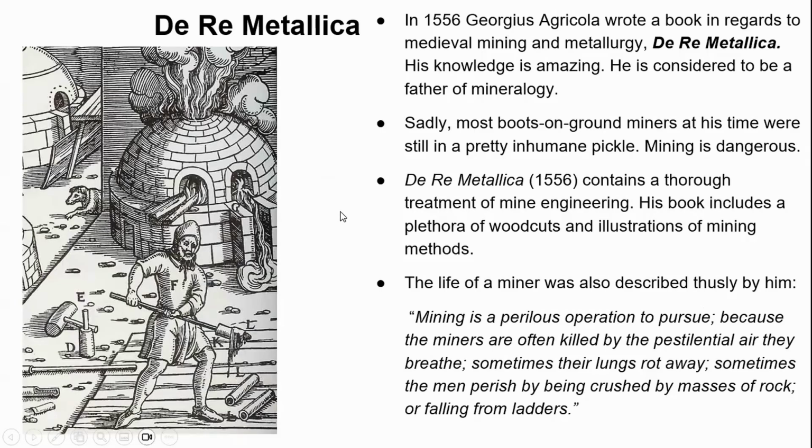De Re Metallica, which is where the name of the famous band came from. In 1556, Georgius Agricola wrote a book in regards to medieval mining and metallurgy called De Re Metallica. His knowledge is amazing. He's considered to be a father of mineralogy.